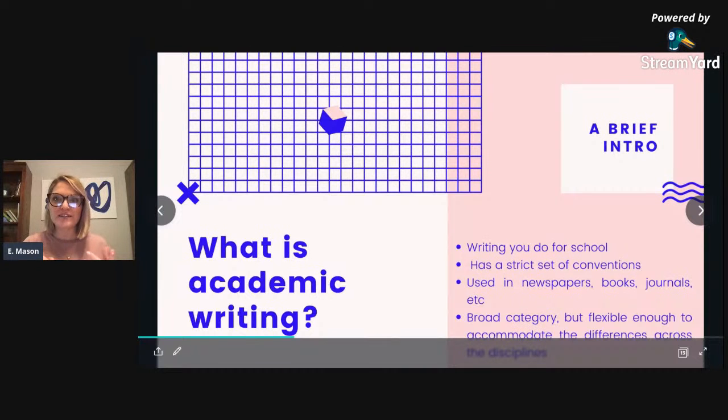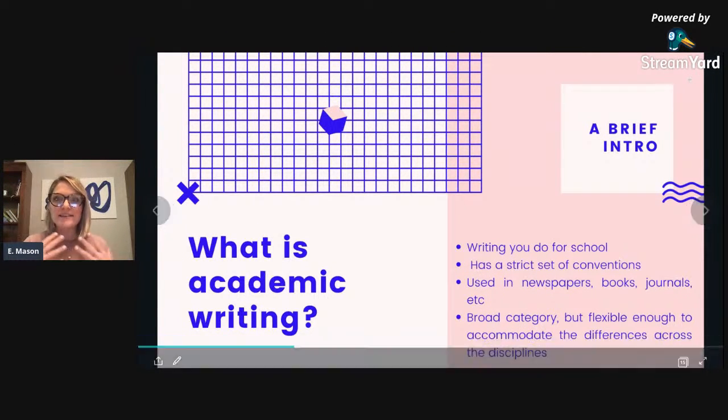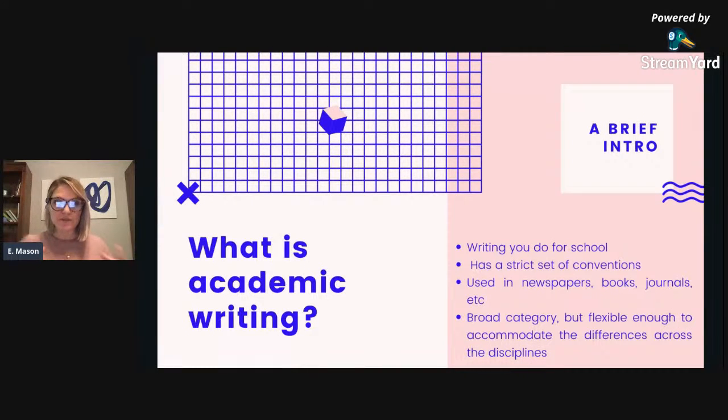So, academic writing. What is it? It's writing that you do for school. It has a strict set of conventions, so there are strict rules around how to write things. It is commonly used in newspapers, books, journals, etc. It's a pretty broad category, but it is flexible enough that all the different rules for the different disciplines or subjects can fit in there and be categorized under academic writing.